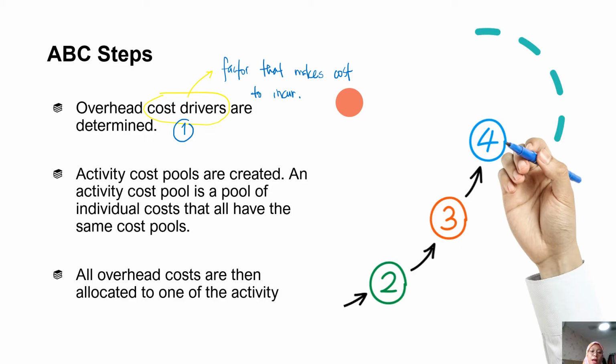Second, activity cost pools are created, where all the costs which are incurred due to the same factors will be lumped together. We call it a cost pool. An activity cost pool is a pool of individual costs that all have the same cost driver. Now, the third step is all overhead costs are then allocated to one of the activities.